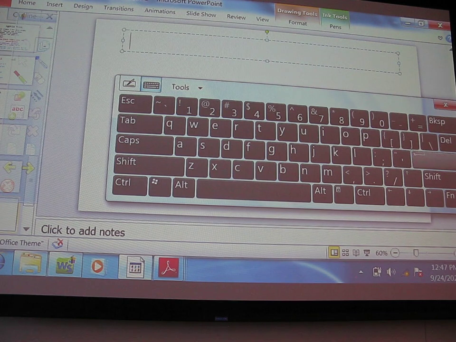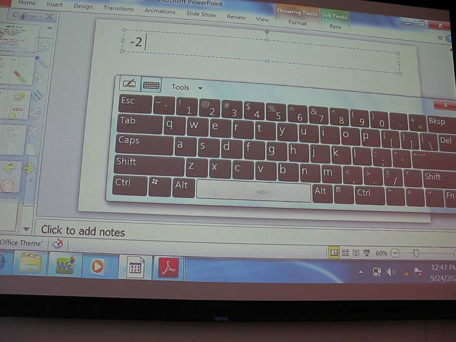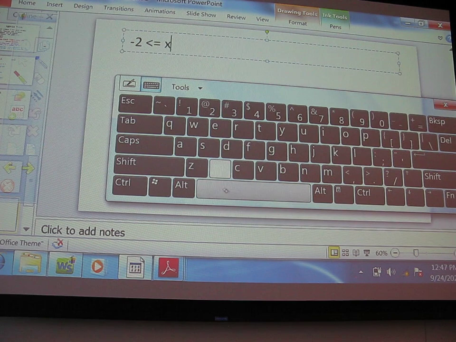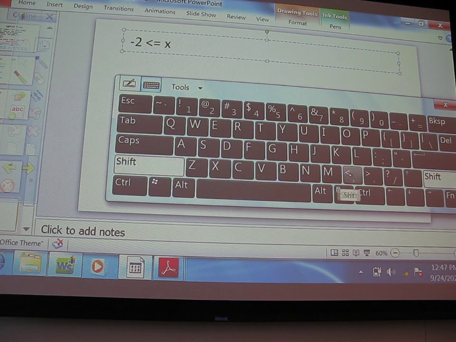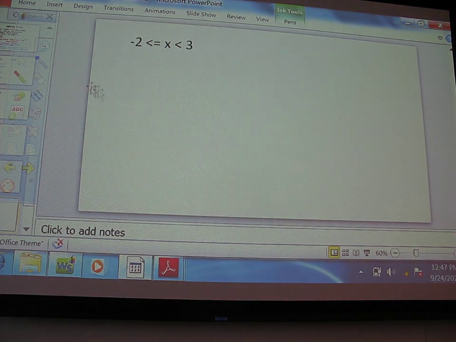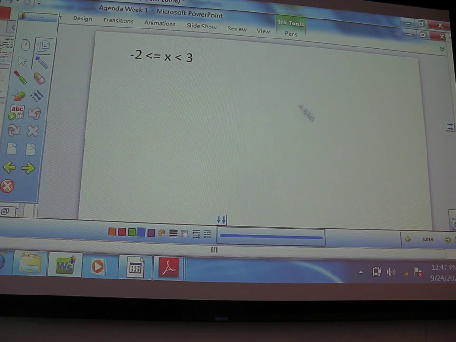Negative 2 is less than or equal to x, which is less than 3. We'll do that. So first I'll rewrite it, how you would see it on yours. It'd be -2 is less than or equal to x, which is less than 3.